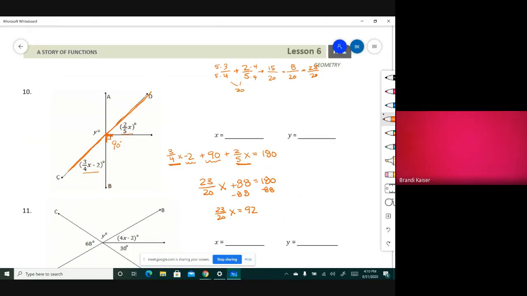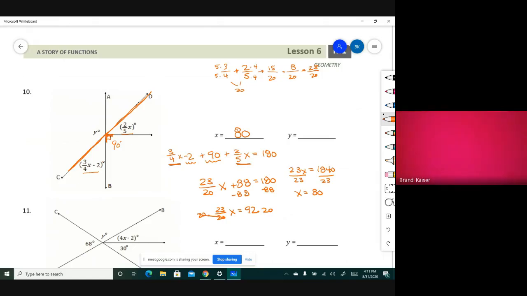Here's where I deal with the fraction. Think of it this way: the 23 is on top, so that means it's being multiplied to x. The 20 is on the bottom, which means it's being divided. Let's multiply 20 to both sides so that it cancels out this denominator. We don't have to worry about dividing by anything anymore. That's going to leave me with 23x equals 92 times 20. Probably going to get a big number here. That's going to give me 1,840. But now I need to get rid of this 23, so I'm going to divide both sides by 23, and that should give me x. And x would equal 80.